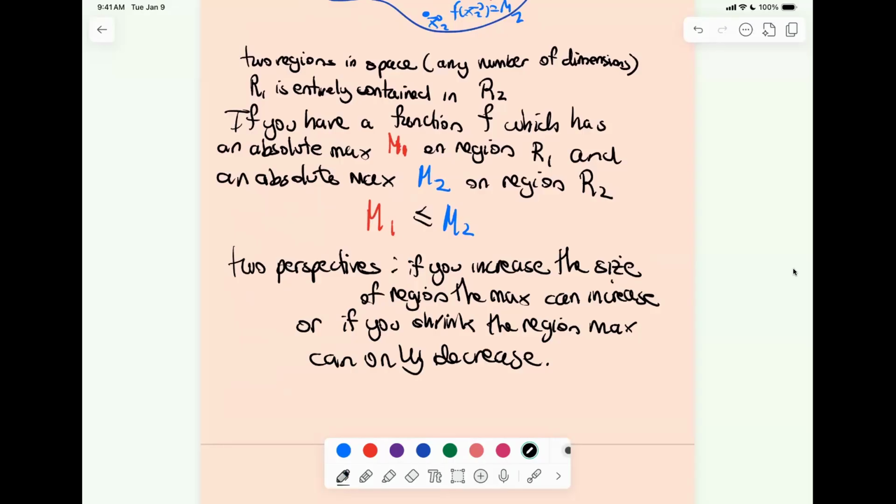So it's about subsets. If you have thought about sets, if one is a subset of the other, the max can only increase. Is that making sense? Yeah.